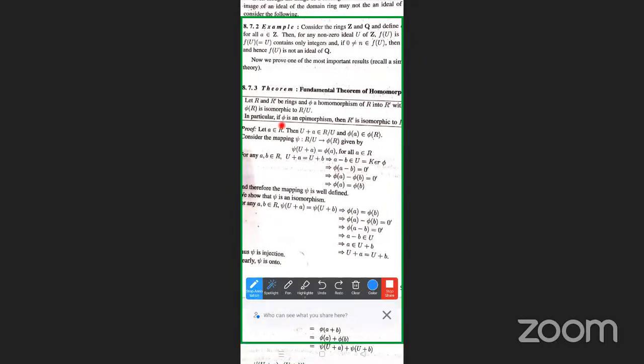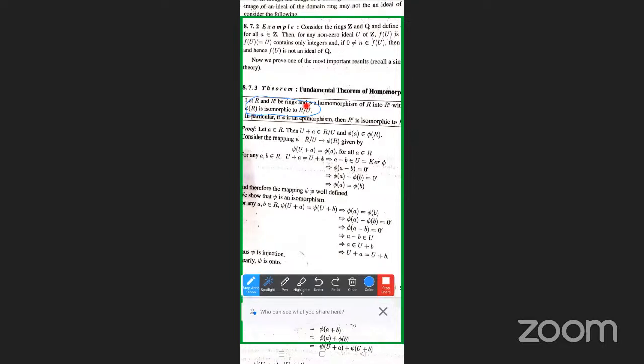Consider a mapping psi from R/U to pi of R. So we can define a mapping based on the statement of the theorem. Here, pi of R is isomorphic to R/U. So we define a mapping from R/U to pi of R.